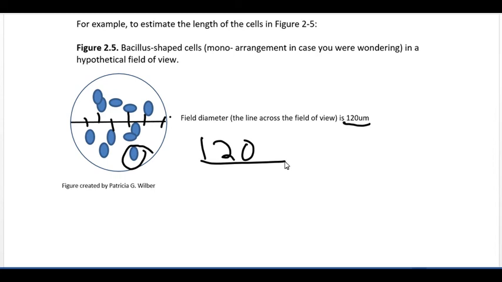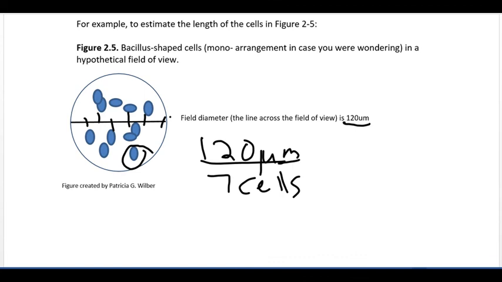So you could say 120. 1, 2, 3, 4, 5, 6, 7. Okay, so we could say about 7 cells fit across. And let's say you don't agree with me. Let's say you think 10 cells fit across or 8 cells fit across. Then you plug that number down in the bottom. So you would then just simply go through that division.